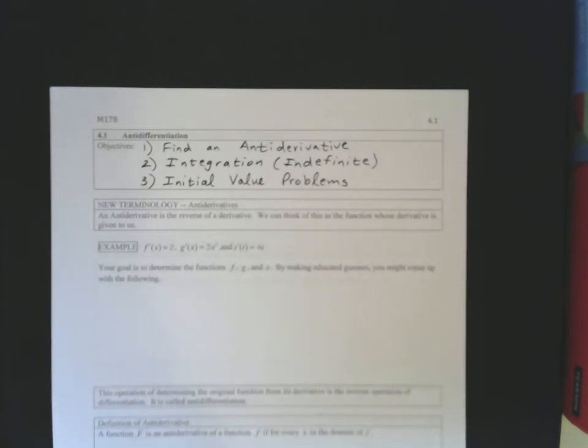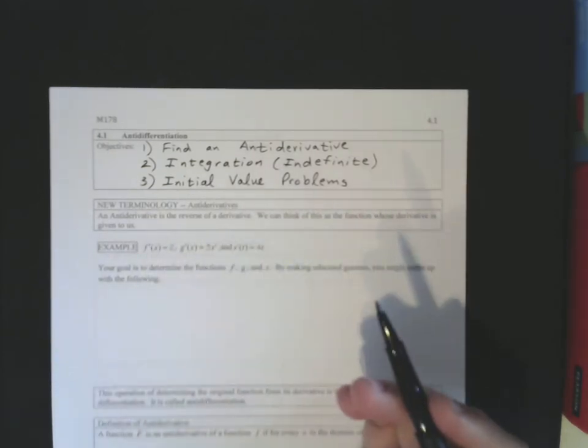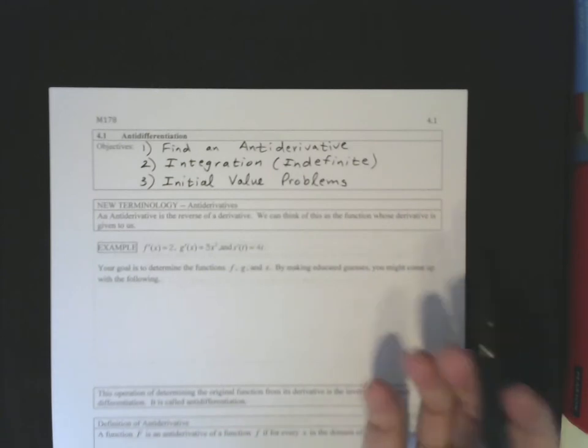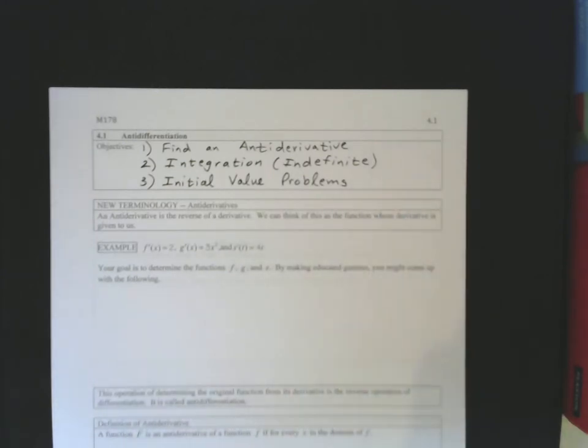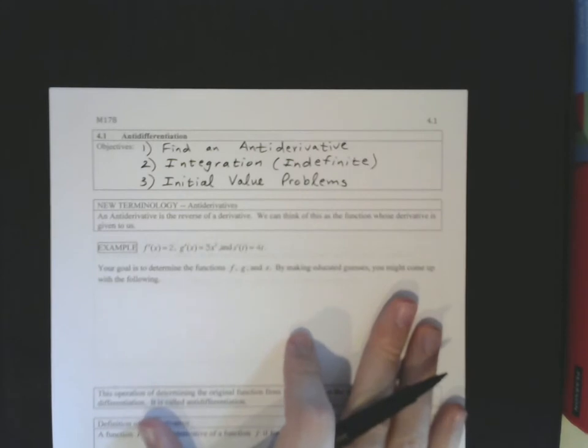So let's talk about our new terminology. Antiderivatives. An antiderivative, as you might have guessed, is the reverse of a derivative. It's the opposite. We can think of this as a function whose derivative is given to us. Up to this point, I've been handing you functions, or the homework or quizzes have been giving you functions, and you've been asked to find the derivative. Now, when we're doing antiderivatives, you're going to be given the derivative, and you're going to be asked to find the function that it came from.